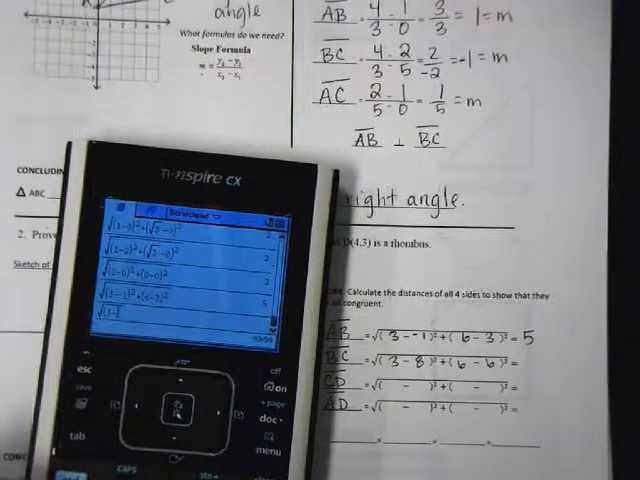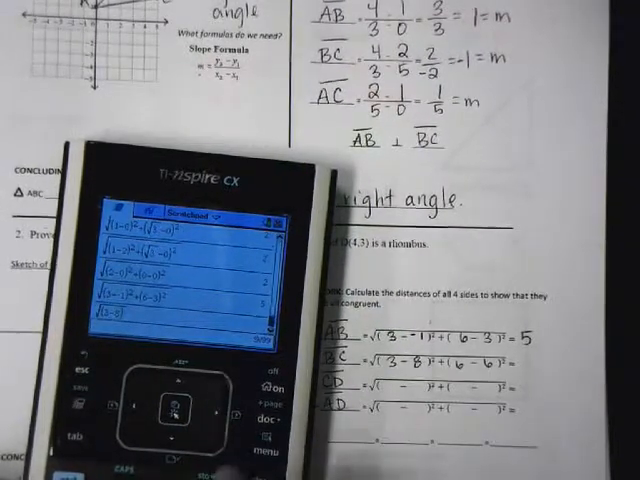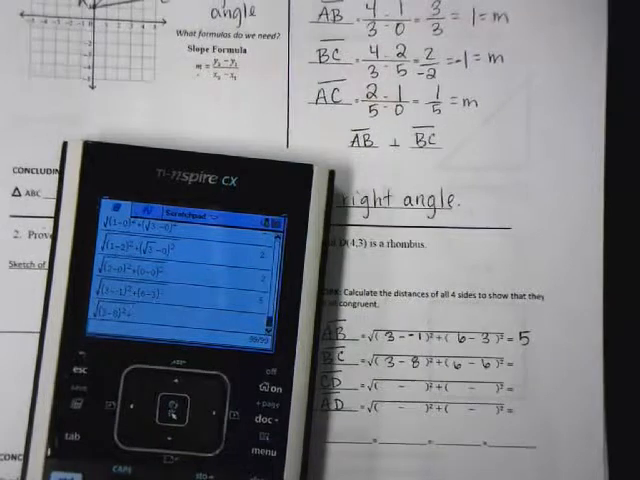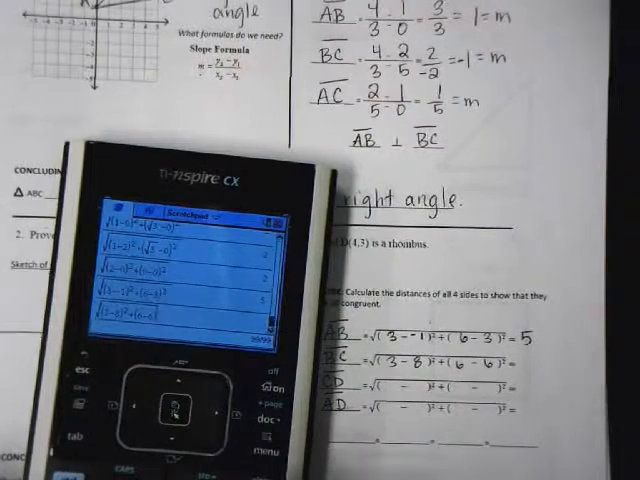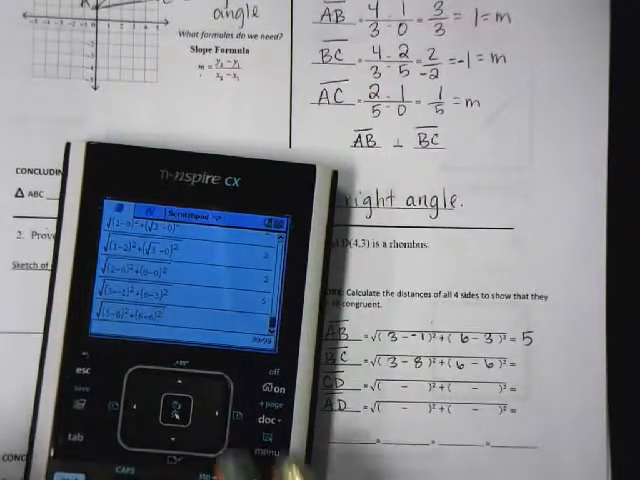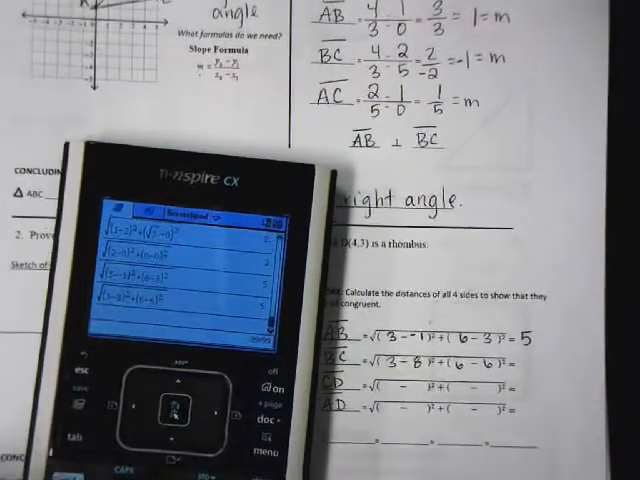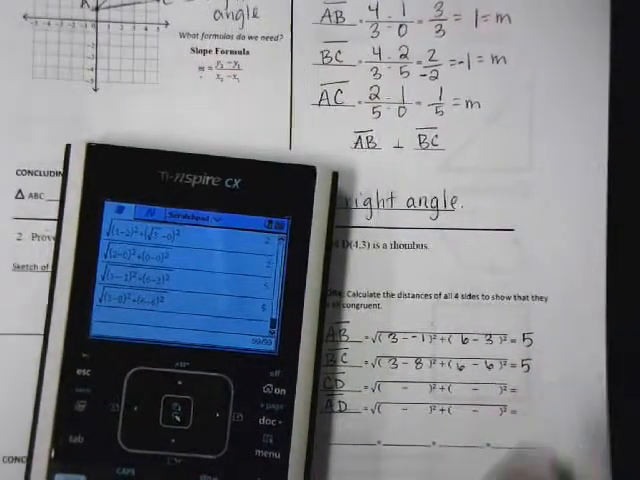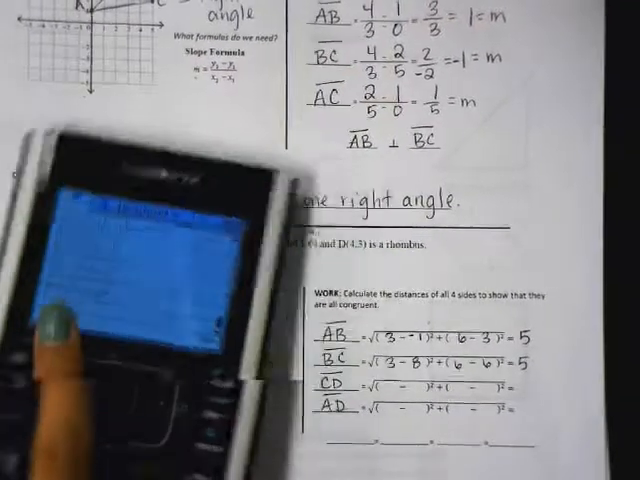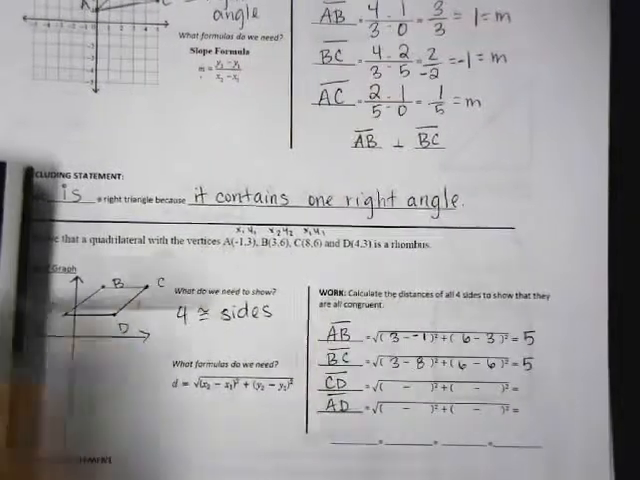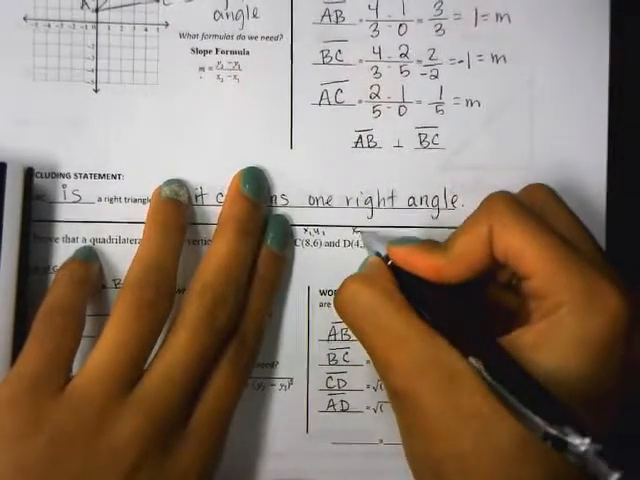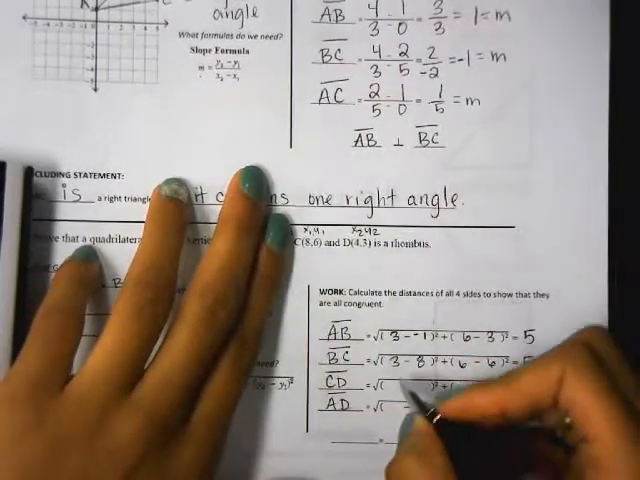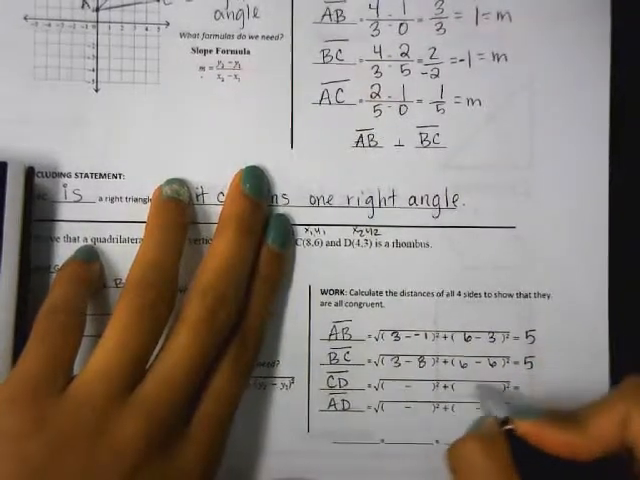Okay, CD. C is already labeled as my x1 and my y1. Let's label D as x2 and y2. Okay, x is in the first parentheses, y is in the second. So x2, alright, let's try that again. Sorry about that, the lights went out. Of course, I'm sure you guessed that. CD, alright, so x2, 4 minus x1, 8. y2, 3 minus y1, 6.